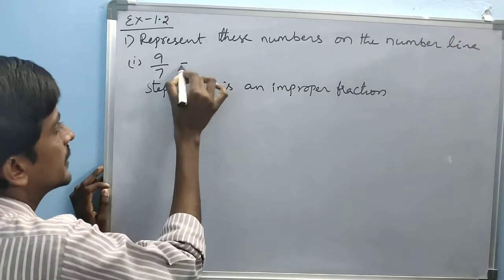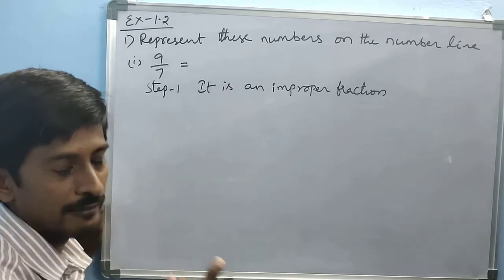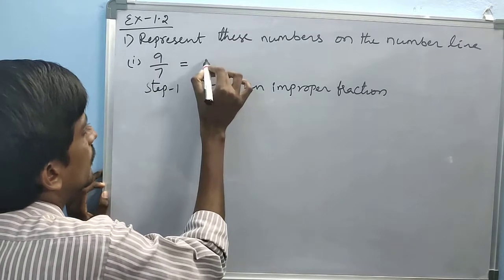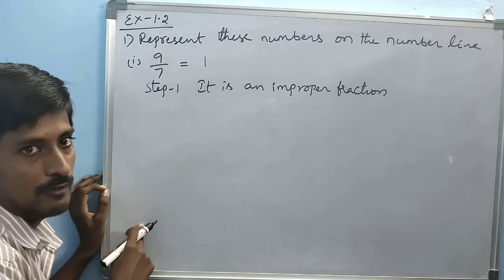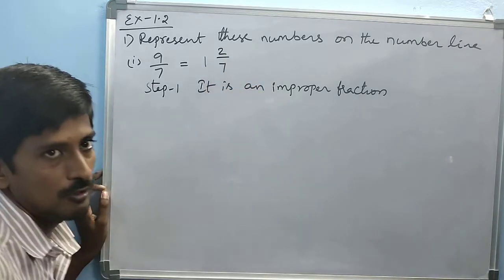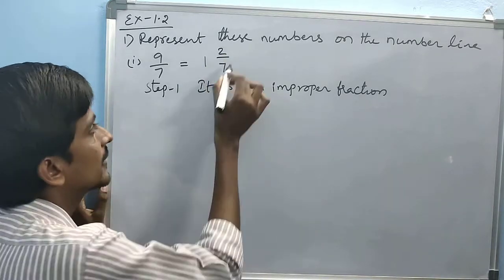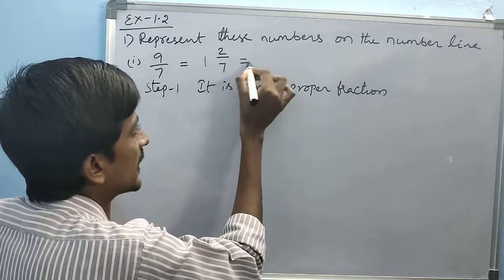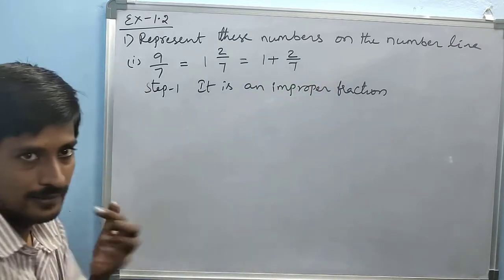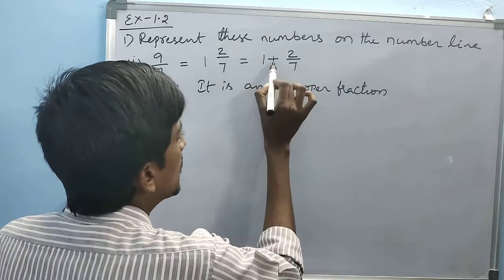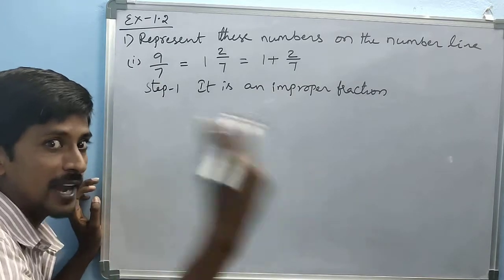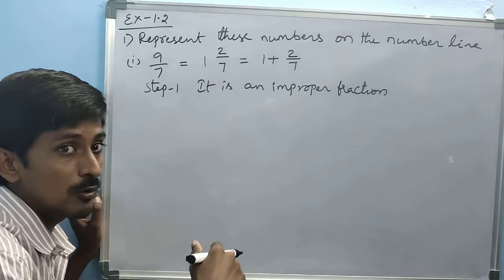So it can be changed. Every improper fraction can be converted into a mixed fraction. So this can be written as 7 times 1 is 7. What is the remainder? 2. 2 by 7. 1 and 2 by 7. This is the mixed fraction. This mixed fraction can also be written as 1 plus 2 by 7. So 1 plus something means in between, more than 1 and below 2.